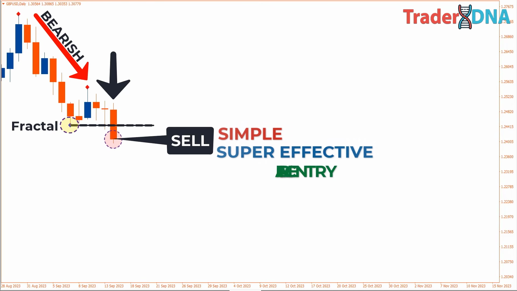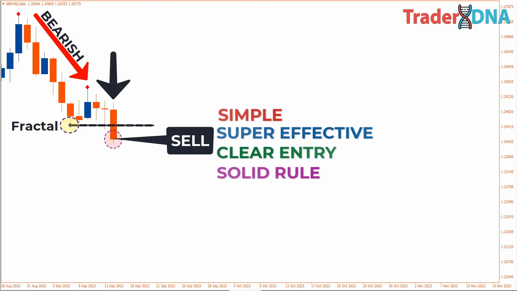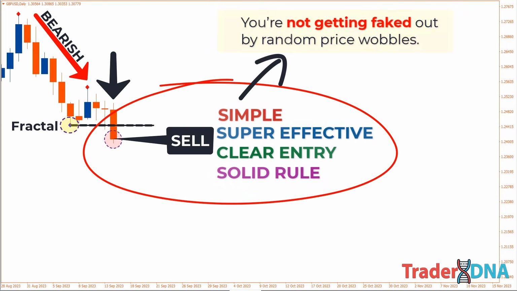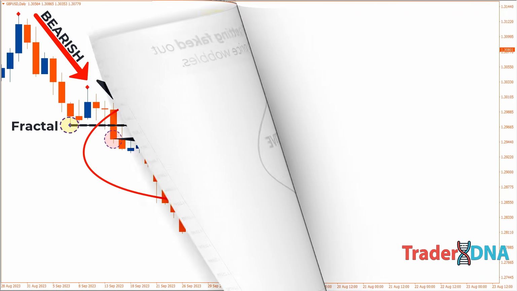You've got a clear entry, a solid rule, and best of all, you're not getting faked out by random price wobbles. By using the closing price as your green light, you avoid jumping in too early, and that means fewer losses and better entries. This strategy is built for traders who want precision. It helps you lock in on the moment when the market truly breaks down, and that can seriously boost your odds of getting into high probability trades during a strong downtrend.